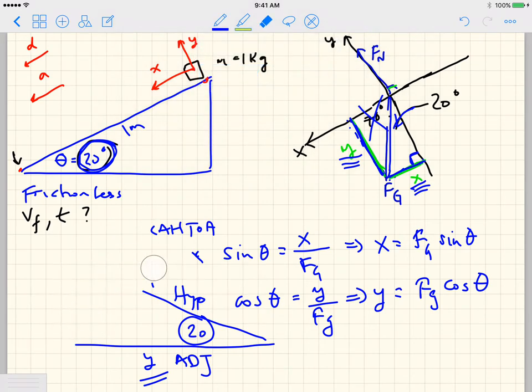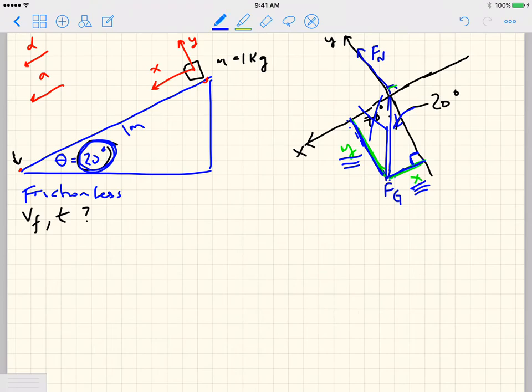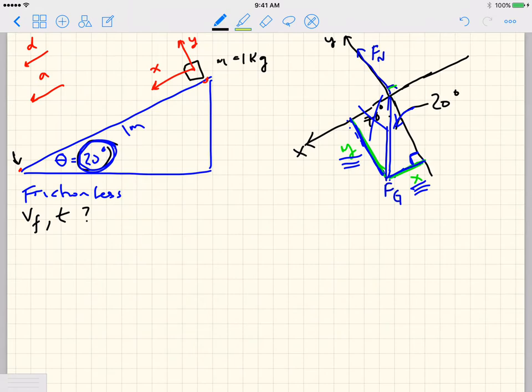Let me get rid of this stuff so I can do that. And okay, so for the X forces, we have, so let's do the Y forces first. First we have the normal force, which is positive because it's along the positive Y direction. And we have the component of gravity along the Y axis, this guy right here. But that points the other way, so that comes in with a minus sign. And that is the force of gravity times the cosine of theta. And that equals the mass times the acceleration in the Y direction.